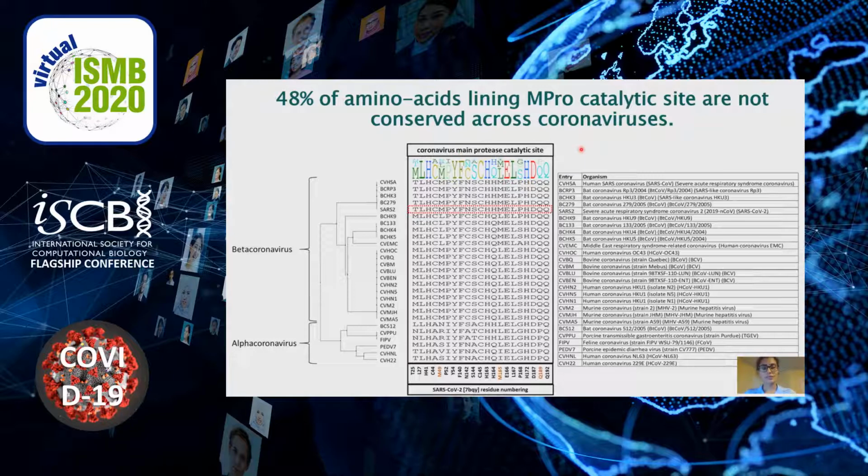And here you can see that we got the consensus profile that is shown using colored symbols with varying sizes, which reflect residue conservation. Across the 21 residues, we see that only 11 out of the 21 are conserved, meaning that 48% of the amino acids across these 21 are not conserved when we look at the 27 entries of beta coronavirus and alpha coronavirus.